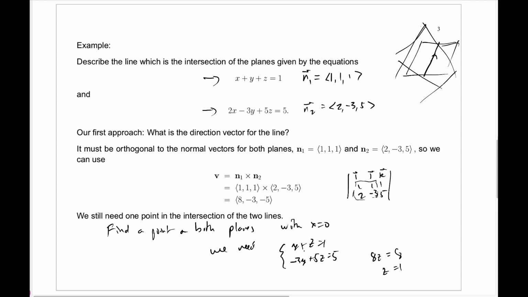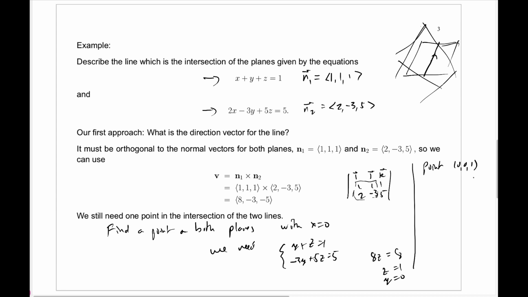Then when we know z equals 1, we can easily see from either equation that y has to be 0. So our point is the point 0, 0, 1. And you can check that the point 0, 0, 1 is on both of the planes. Just plug in the coordinates and you'll see the first equation is satisfied and the second equation is satisfied.